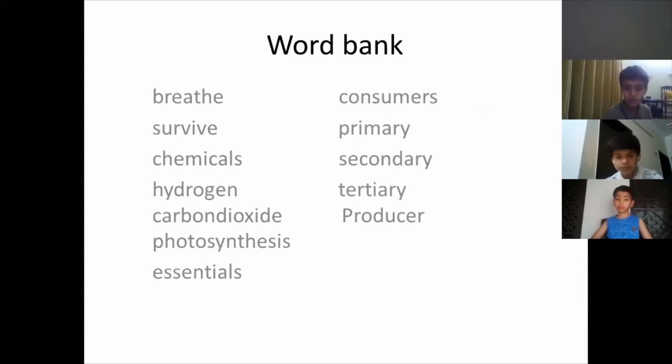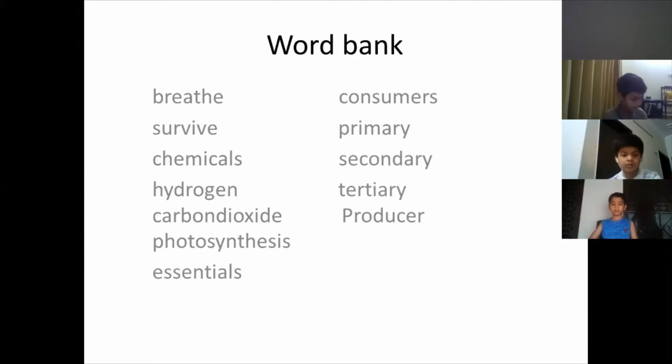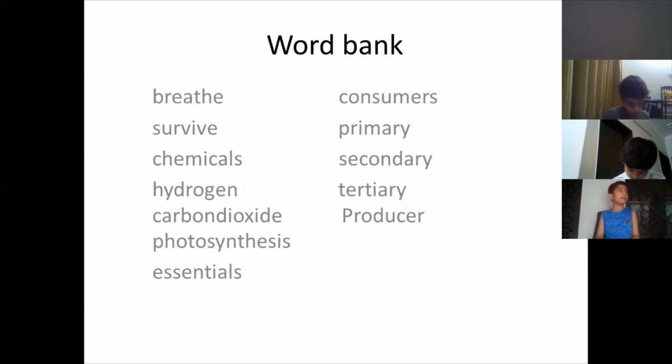Okay, before I start explaining these, let's quickly have a look at the word bank. These are some difficult words from these pages, right? If you find anything else that is difficult for you, you can underline it. And as homework, you have to learn the spellings of these, right? So the first word is breathe, survive, chemicals, hydrogen, carbon dioxide, photosynthesis, essentials, consumers, primary, secondary, tertiary, producer. So these are a list of words that I thought I must share with you so that they will be helpful for you, right? And you have to learn the spellings, don't forget.